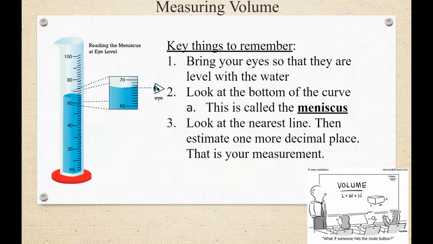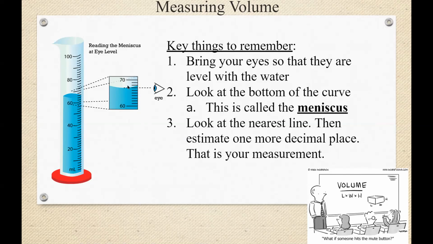So go back. If you guys can see, as you look at this curve, so you've brought yourself to the level of the water. If you look at this curve, it sort of dips down. We always read the bottom of this curve. So if we were to read this, it would go 60. It's between 60 and 70, so 61, 62, 63, 64, 65, 66. We would say that this is 67 milliliters because we can read it to the nearest line.